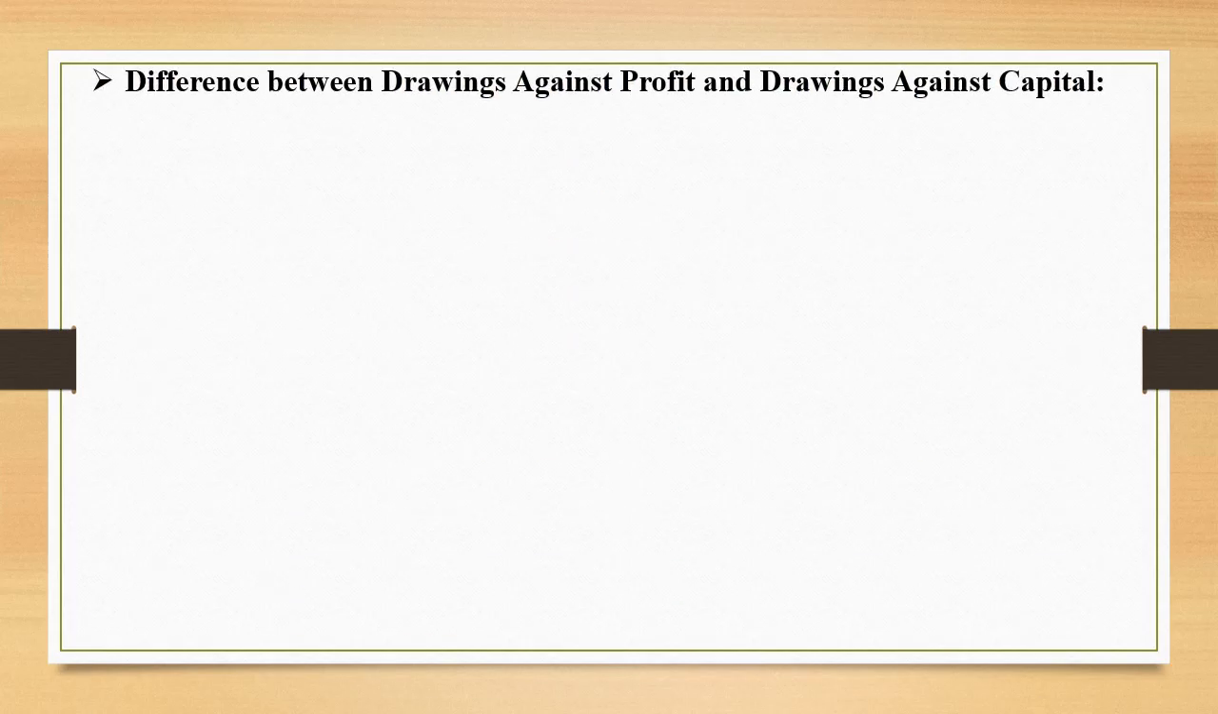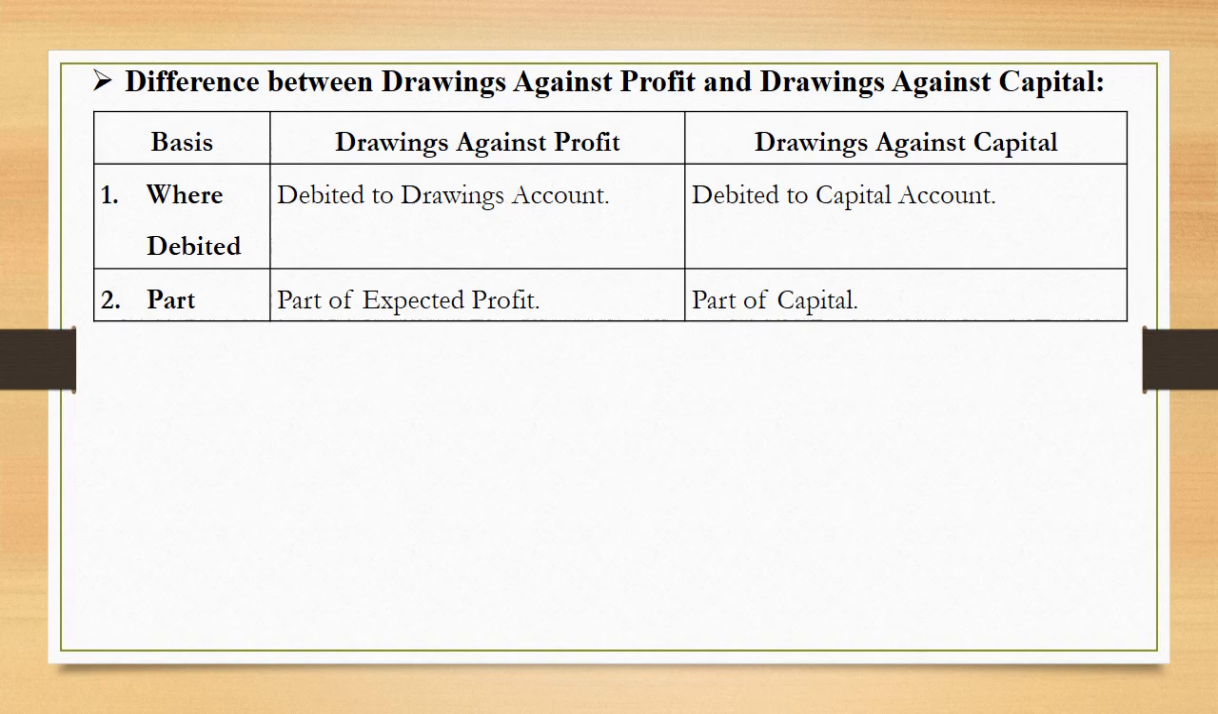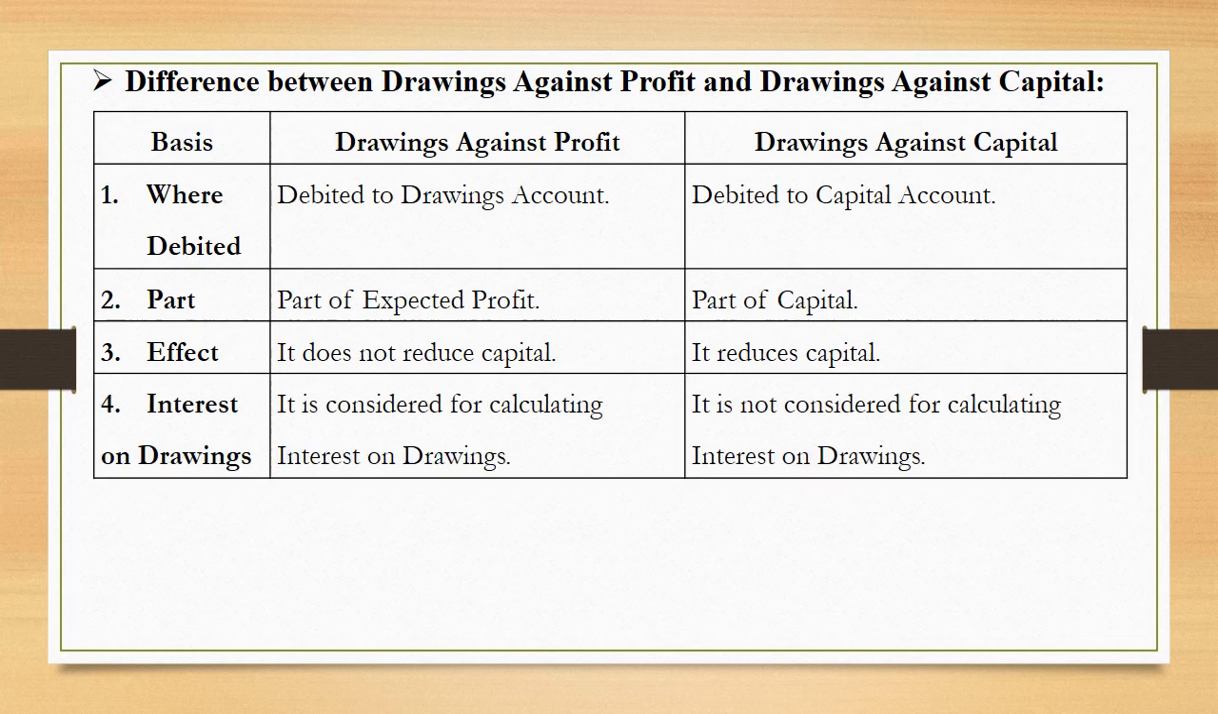Difference between drawings against profit and drawings against capital. Where do we debit this? Drawings against profit will be debited to drawings account, whereas drawings against capital will be debited to capital. Drawings against profit is a part of the expected profit, whereas drawings against capital is a part of capital. What is the effect? Drawings against profit will not reduce the capital, but drawings against capital is going to reduce the capital.